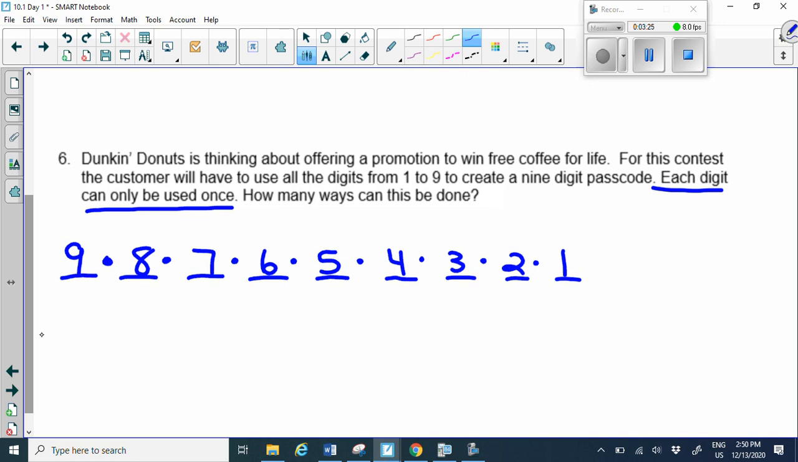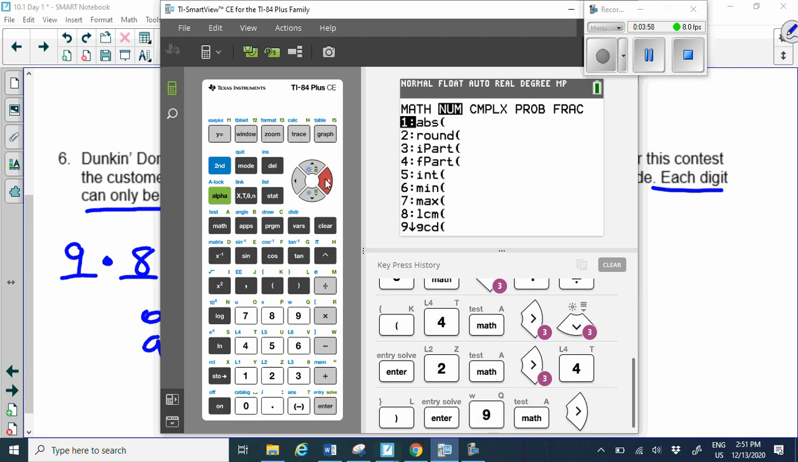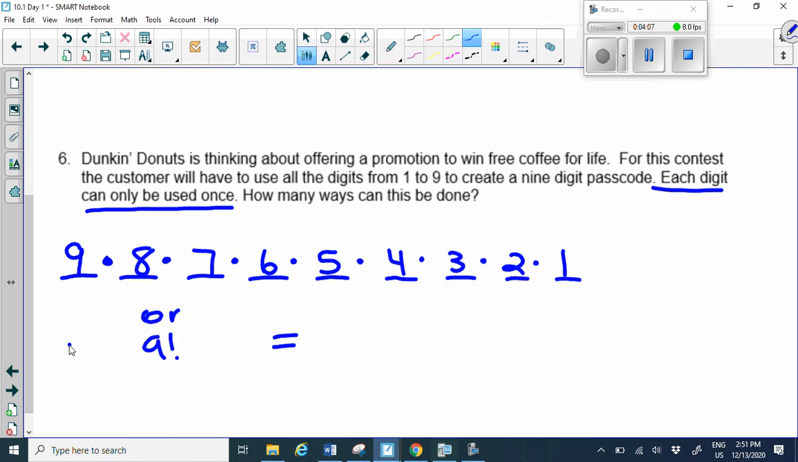And this may look familiar, remember? When we take a number and then multiply it by the numbers below it, doesn't this also look like it could have been a factorial? Yeah, so we could also use 9 factorial to represent this as our final answer. So you can just put it into your calculator. What I would do is put 9 factorial. So don't forget, you can put 9, then you go to math, go over to prob, click number 4, and that's how you're going to get your factorial. So here we have about 362,880 ways.